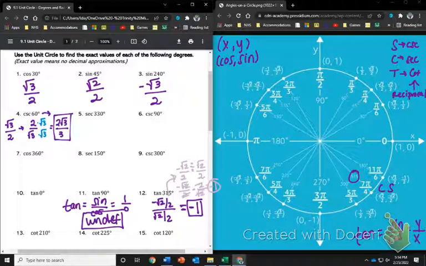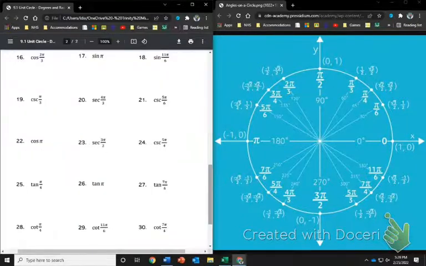Now that we have that under our belt, let's go to the back side, which is literally the same thing, but it's presenting radians instead of degrees. It's the exact same idea, asking the same types of questions. So let's do number 16, cosine of 2 pi over 3. Well, 2 pi over 3 is over here in quadrant 2. Remember, our x value is cosine, our y value is sine, so the x value is what we need, and therefore our answer is negative 1/2.